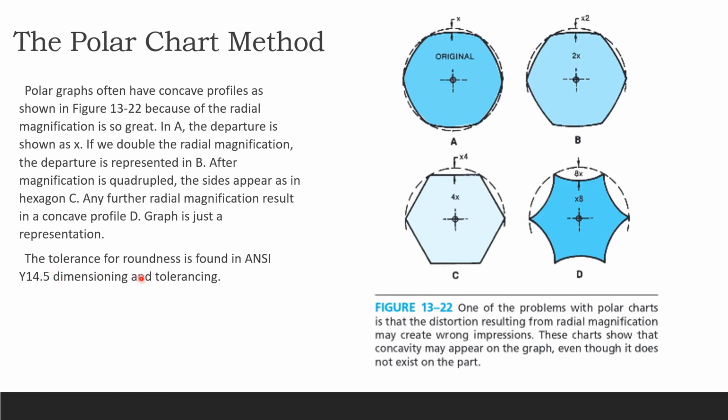The tolerance for roundness is found in ASME, and your standard is Y14.5, Dimensioning and Tolerancing. That's just a review from the earlier chapter.